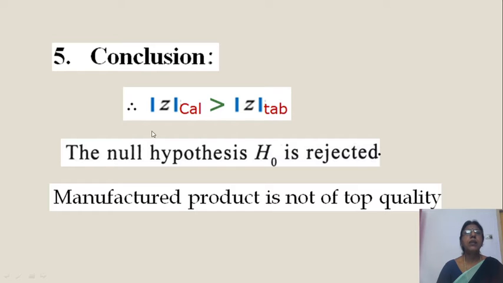So what is the conclusion? The null hypothesis H not is rejected. What is H not? Manufactured product is high quality, that is H not. It is rejected, so H1 is true. What does H1 mean? H not is rejected, then we conclude manufactured product is not top quality and H1 is right.